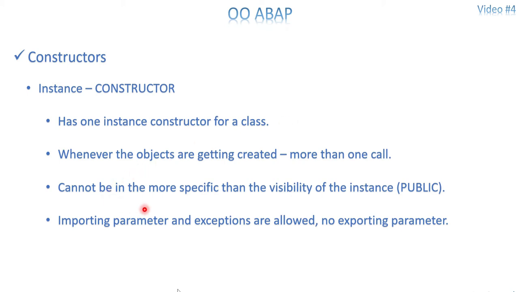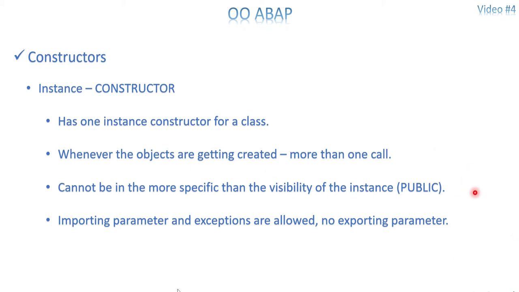And it cannot be more restrictive than the visibility of the instance. In another simple way, you have to keep the instance constructor in the public section. It is a method, and the constructor has to be initiated whenever the object is created. If you are going to access anything through an object, that attribute or method should be in the public area only. Through an object, you're not able to call a protected or private method or attribute. That is the meaning of this statement.